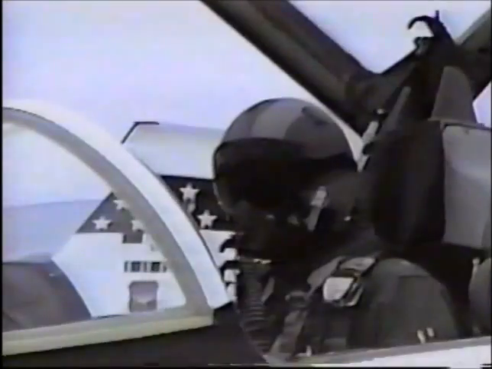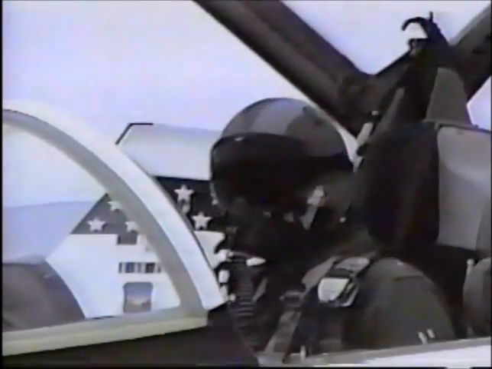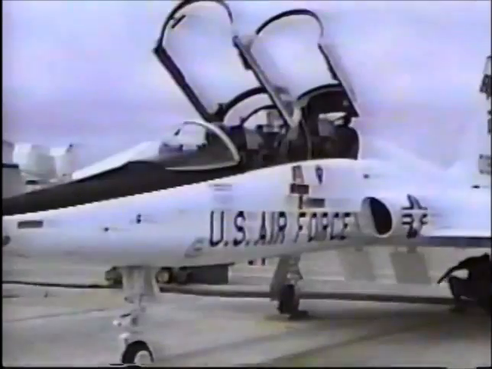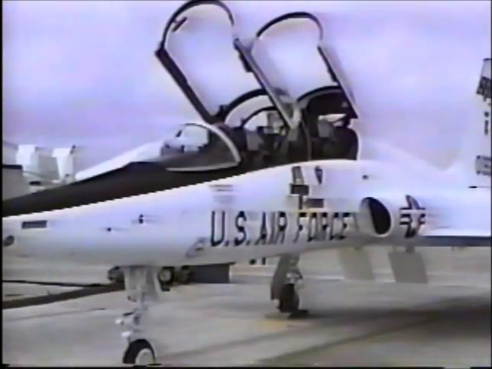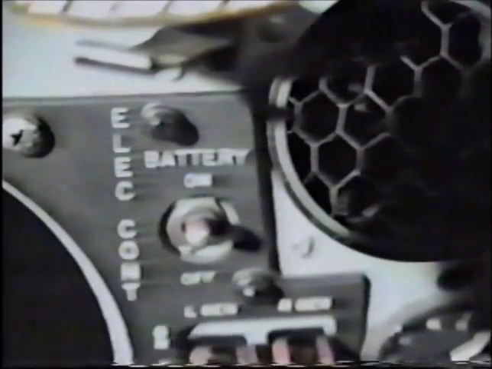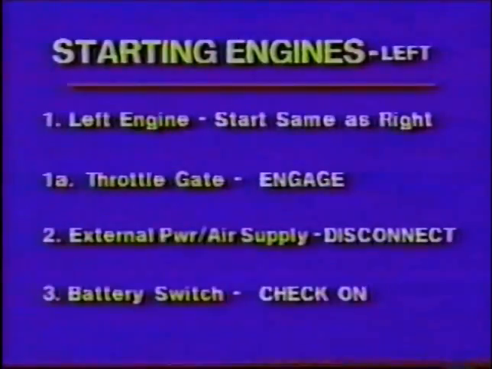If an auxiliary power unit was used for the start, signal the crew chief to disconnect the APU when you signal for the air supply disconnect. After the crew chief has disconnected the APU and the air supply, turn the battery switch on to complete the starting engine's checklist.